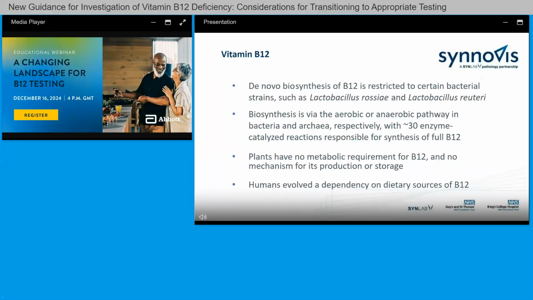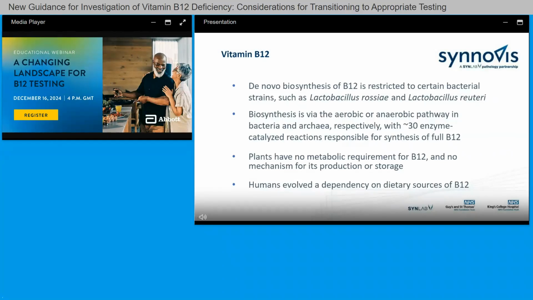Another reason that B12 is so interesting is because the synthesis of the vitamin is restricted to only certain bacterial strains, so it can only be made by some prokaryotic life. There are 2 different pathways for the synthesis, but full de novo biosynthesis requires a sequence of about 30 enzyme-catalyzed reactions. This is quite labor intensive, so many organisms try to avoid making the vitamin and would prefer to obtain it from somewhere else.